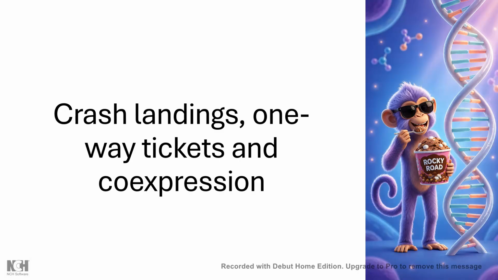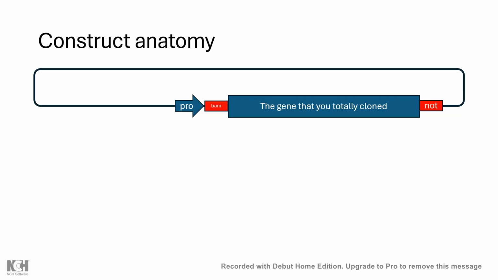So, moving forward, let's quickly go back to construct anatomy, which you may remember from previous videos. Yes, you have a promoter, you have a BAM site, you have a NOT site, because, hey, you're a creature of habit like me, right? And here's the gene that you totally cloned. And in this fantasy universe, this vector you have doesn't provide a tag, which most vectors do. Indulge me. This is for the purposes of this example.